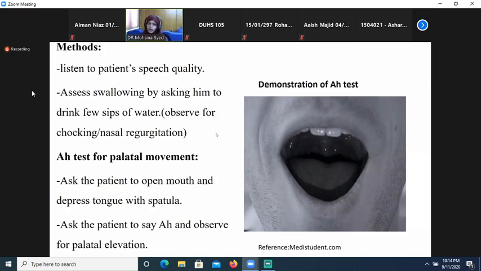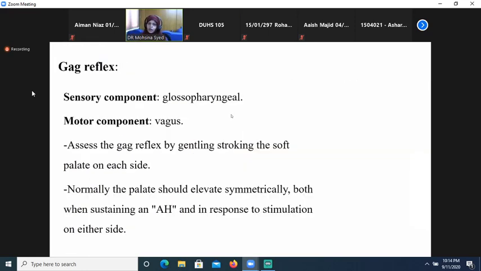Now we check for the gag reflex. The sensory component goes through the glossopharyngeal nerve and motor component through the vagus nerve. Assess the gag reflex by gently stroking. Okay, first of all, when you are assessing the gag reflex, this is again an unpleasant procedure. You have to explain the procedure to the patient and you have to take the permission first, and then you will start with the gag reflex.